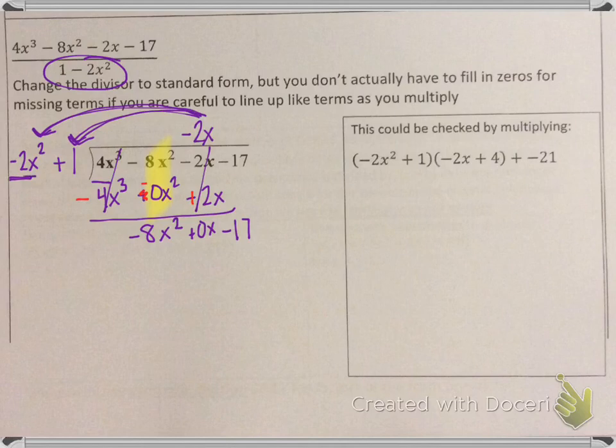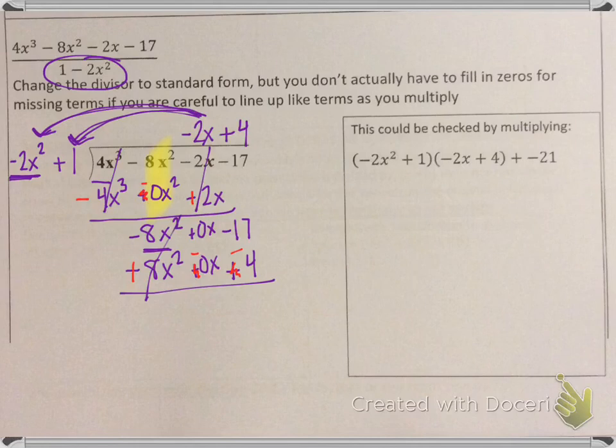All right, let's do our next round. Negative 2x squared times what gives me negative 8x squared? Well, that would be positive 4. Now I'm going to take that 4 and distribute it. I get negative 8x squared. And positive 4 times 1 is positive 4. I have 0x there, so it'll probably stay like that. And let's go ahead and change those signs. That becomes a positive. That becomes a negative. And let's see what we've got. Those guys cancel. Those guys cancel. And I'm just left with negative 21. So it looks like I have a remainder of negative 21.